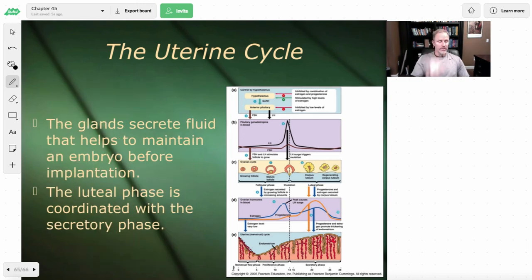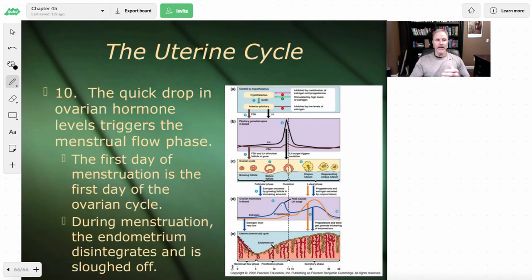And what we were also saying with this entire thing is that we're coordinating this luteal phase with this secretory phase, in terms of the glands in this endometrium secreting a fluid that's going to help support and maintain that embryo as it's implanting itself in this uterine lining. Now, if we don't get pregnant, if fertilization doesn't occur, then the ovarian hormone levels are going to drop, and that quick drop is what's going to trigger the menstrual flow phase. And the first day of menstruation is the first day of the ovarian cycle. And during this process, of course, we're shedding the endometrial lining, and we're starting this entire process over.